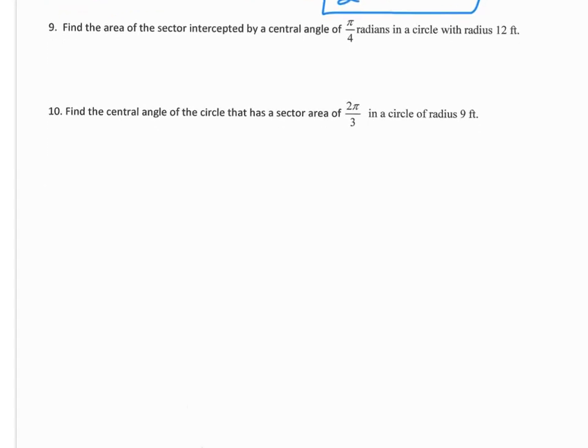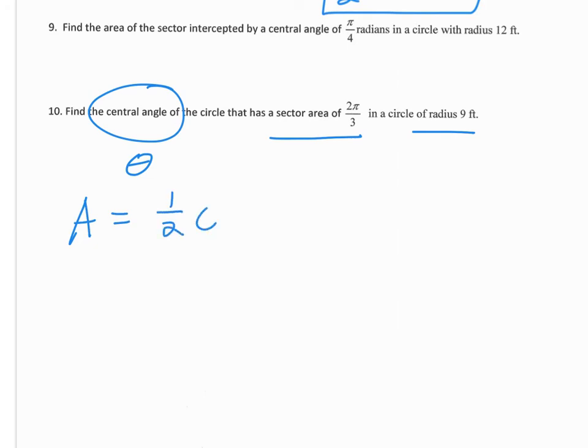All right, find the central angle. We don't know the central angle, so we're trying to find theta of the circle that has sector area of 2 pi over 3 and a circle of radius 9. We're talking about the second formula here because it's in radians. Let me write out the second formula. When it's all simplified up, it's just half theta r squared. If I know the area is 2 pi over 3, I'll put that here. Half is a constant. Find the theta, don't know it, with radius 9 squared.